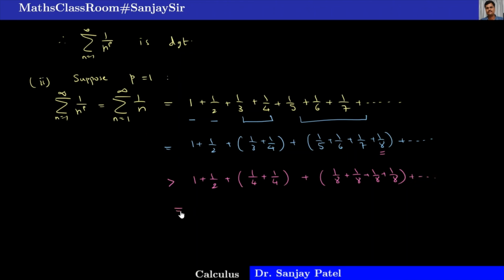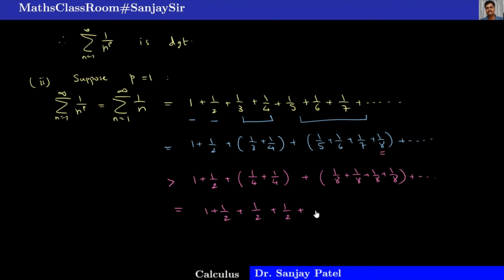So that gives us 1 plus 1 by 2, then 2 times 1 by 4, which is 1 by 2. Then 4 times 1 by 8 is again 1 by 2, and so on.